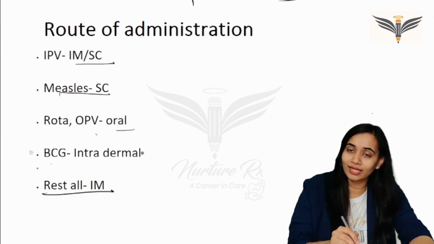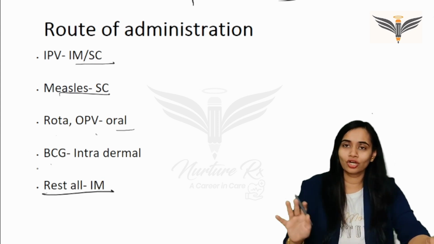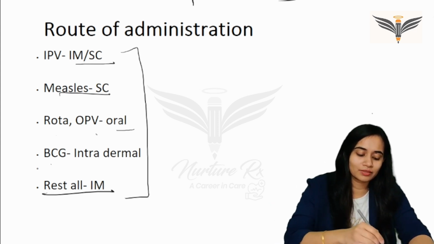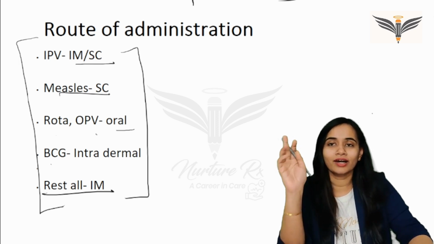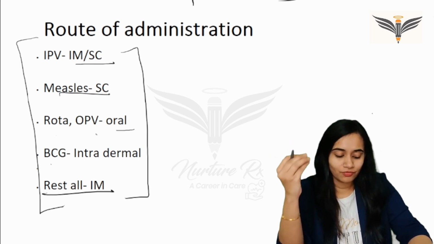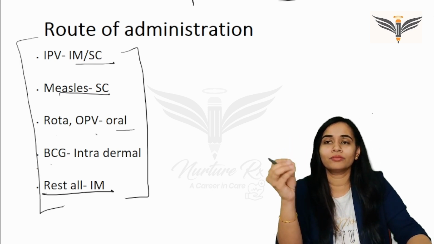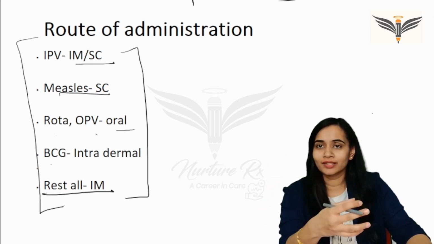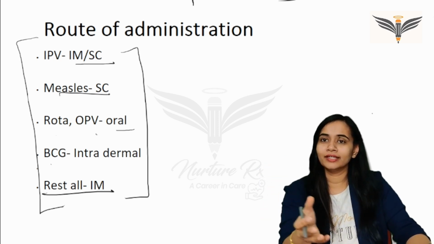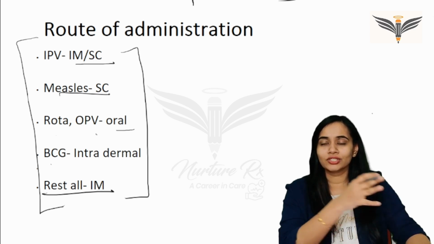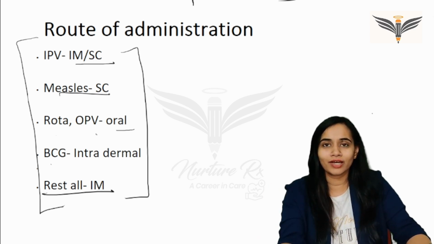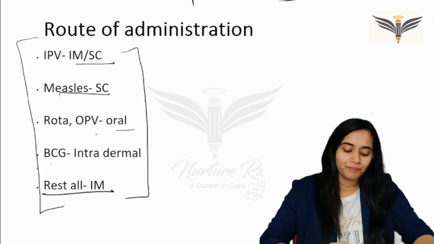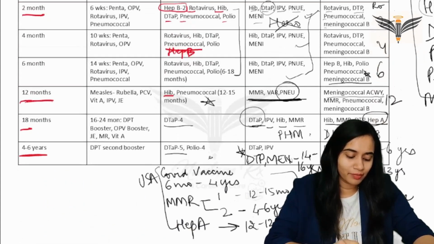BCG is given intradermally. Rest all I've already told you is given as IM. So if you just remember this much, one question can be solved, because one question will definitely be asked from route of administration. Or it will be a long question where they will be asking that you have received a kid, he has received these vaccinations earlier. Now, what is the next vaccine that will be given and what will be the route of administration of that vaccine? Okay, so all this you have to remember.